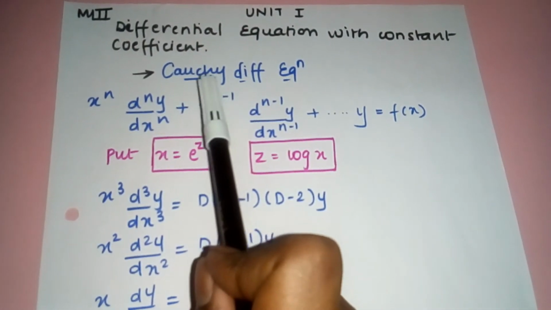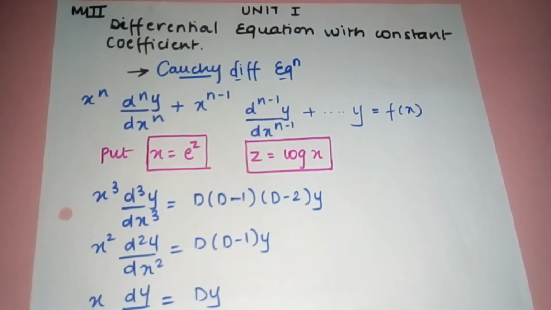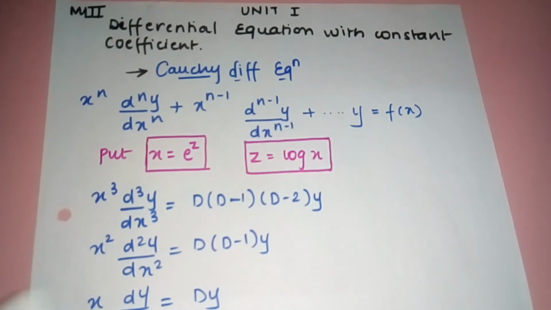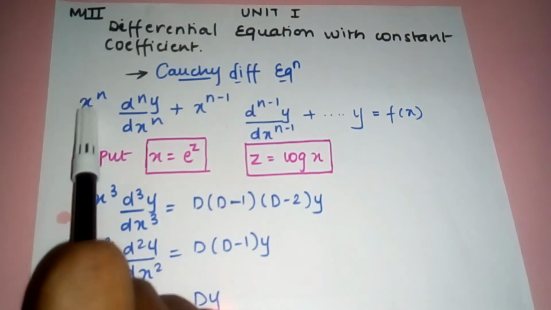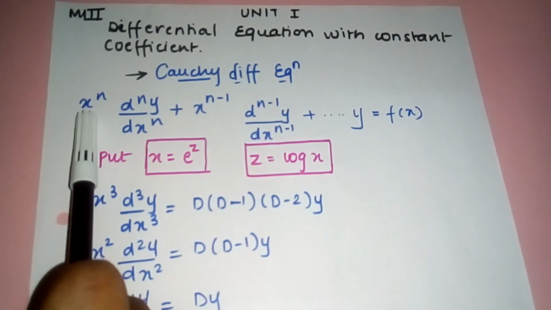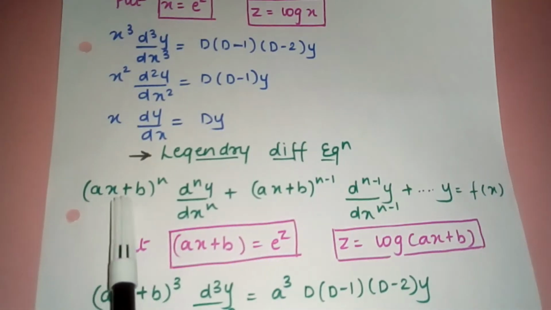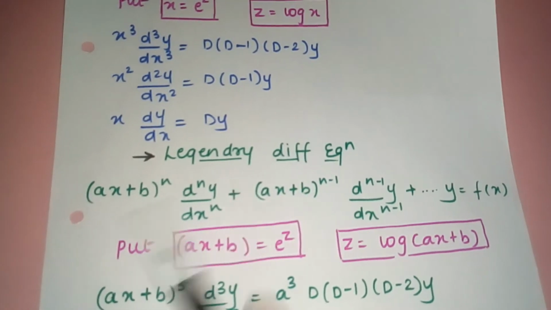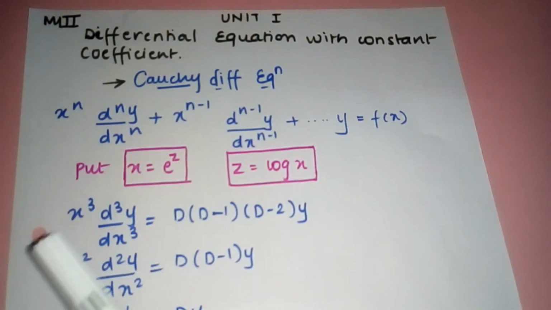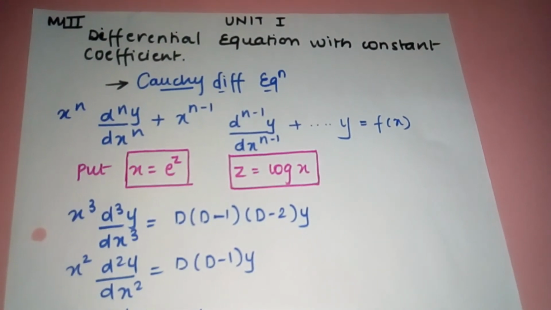For example, they will give a question where we have to first find out whether it is a Legendre sum or a Cauchy sum. When the first term is x raised to n, then it is Cauchy. And when we have ax plus b raised to n, then this will be the Legendre method. So let's look into the Cauchy method first. We'll keep it as a difference so that we'll understand it better.